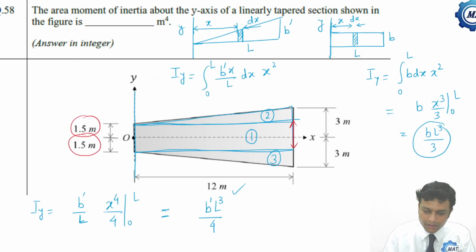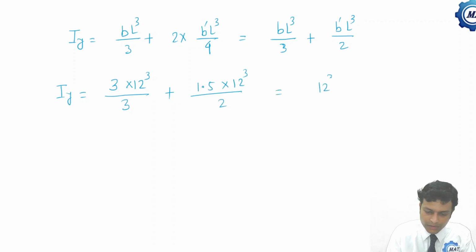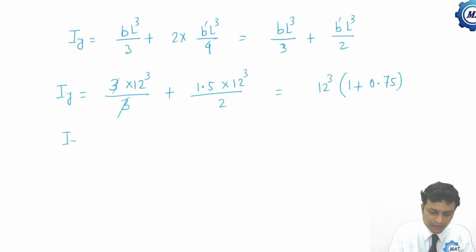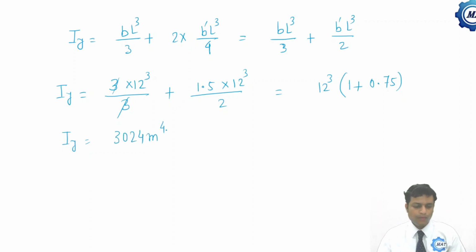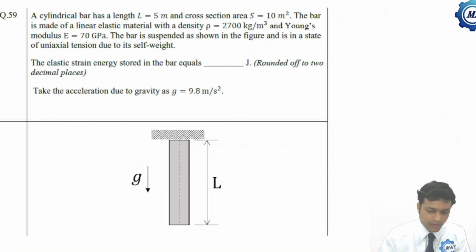Plus, here, what is B prime? For element B prime, this is also 1.5. So B prime is 1.5. L is 12. That is 12 cube. This should be 1 plus 1.5 by 2, that is 0.75. Calculating this, we will get 3024 meter to the power 4. So the answer is 3024. Now let us move to the next problem.